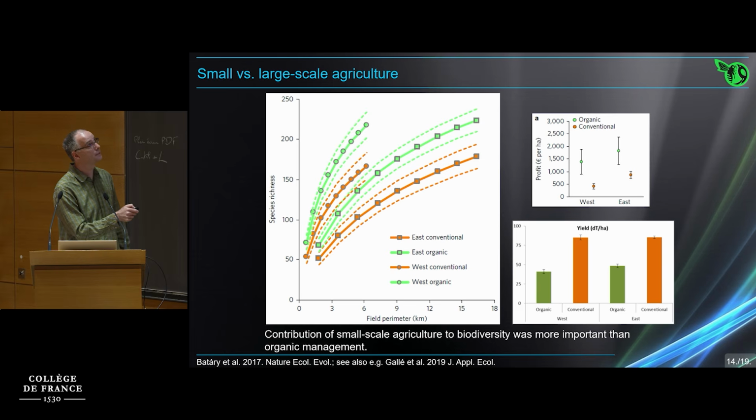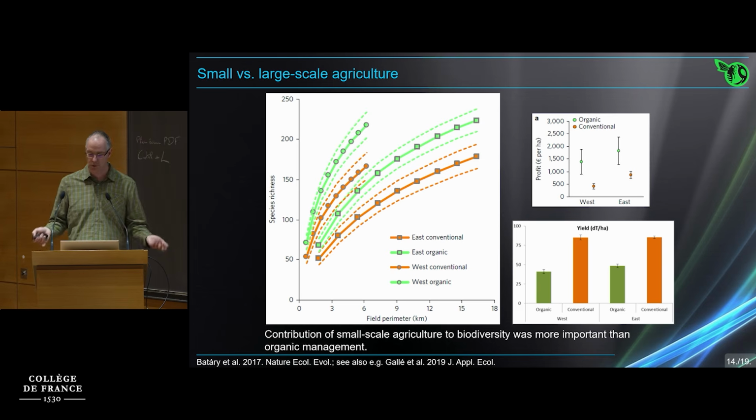The 9 small fields is higher than 3.5 big fields in East. Of course, this paper was interesting because we also asked farmers about profit and yield. Yield is twice as high in conventional field, as you can see, than in organic one.